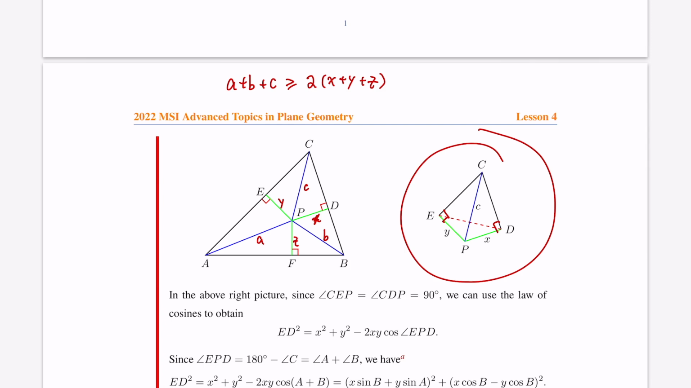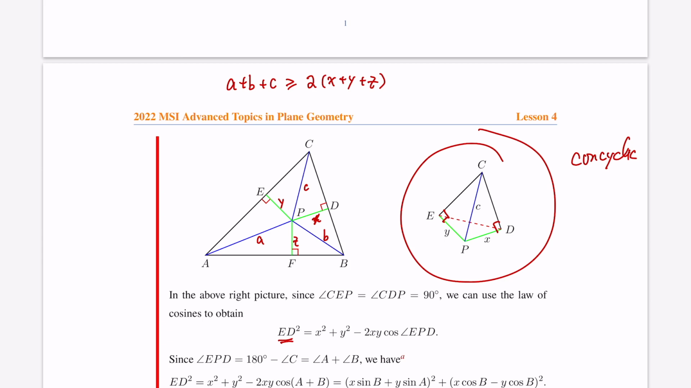And so therefore, there's a relationship between X, Y, and C, which we are going to explore. So we know that since we have these 2 right angles, these 4 points are so-called concyclic, right? There's a circle passing through all these 4 points. And so let's compute, using the law of cosines, the side ED.